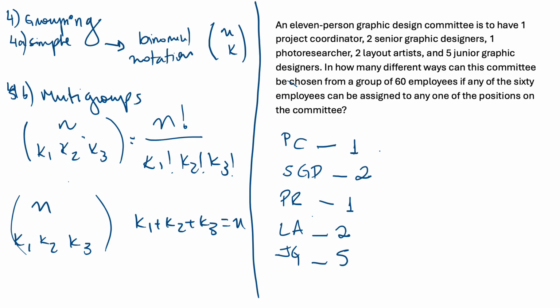So it's fine. I'm just going to use my multinomial notation. So I'm going to take 60 people, and I'm going to choose one for my first group, which is project coordinator. Then I'm going to choose 2 people for my second group, which is senior graphic designer. 1 again for photo researcher, then 2 for layout artists, and finally 5 as junior graphic designers. Okay?